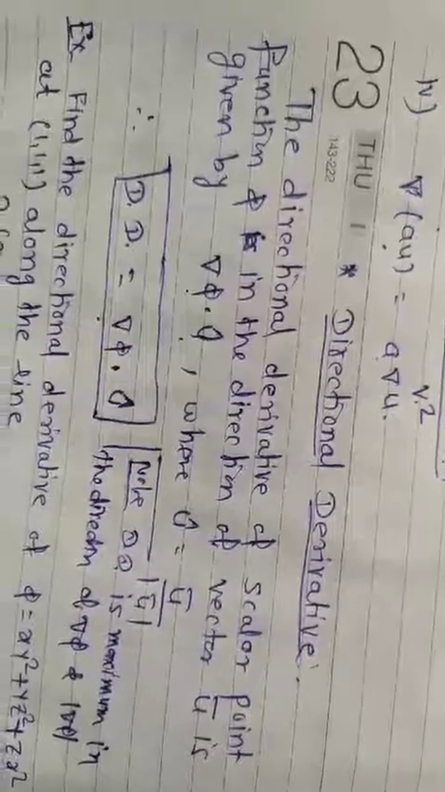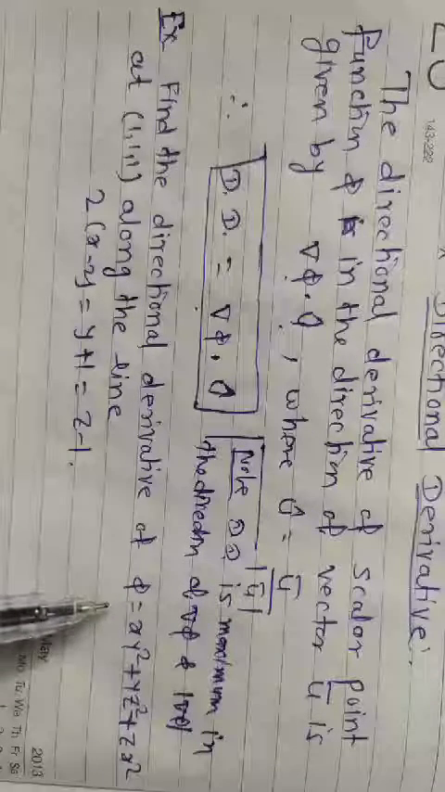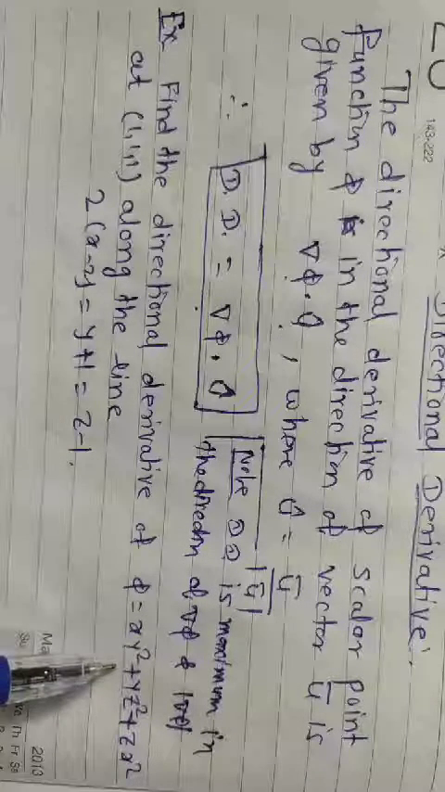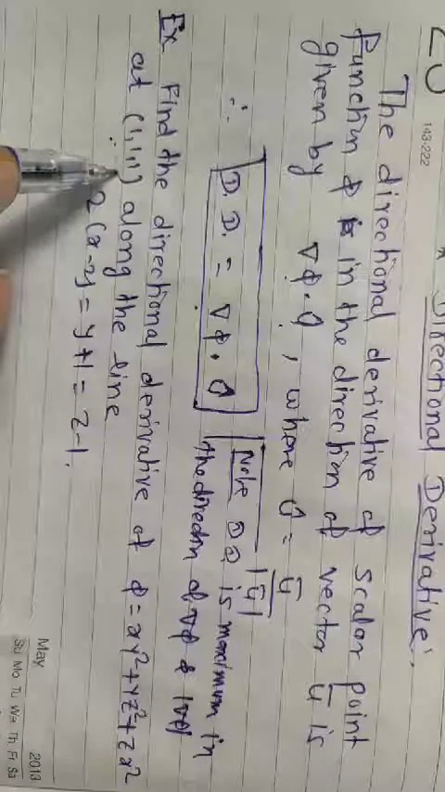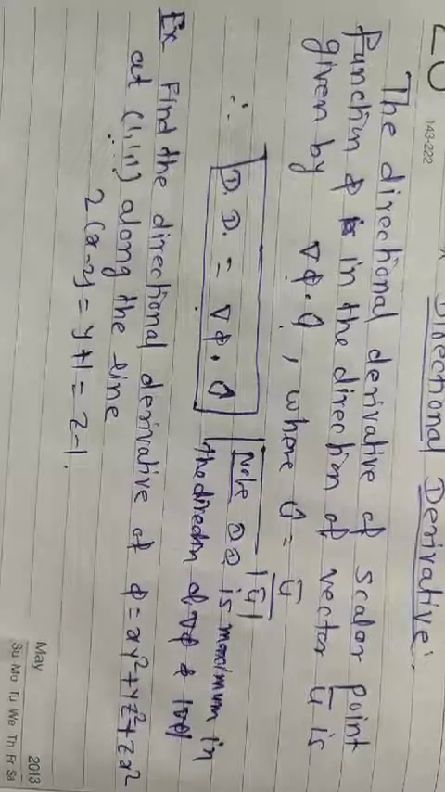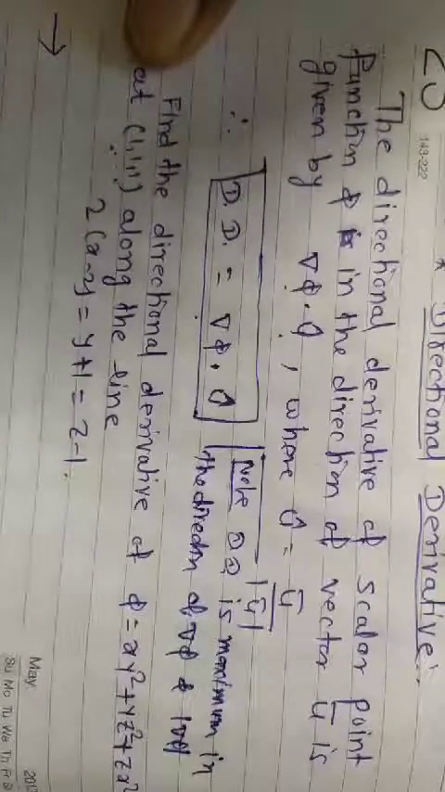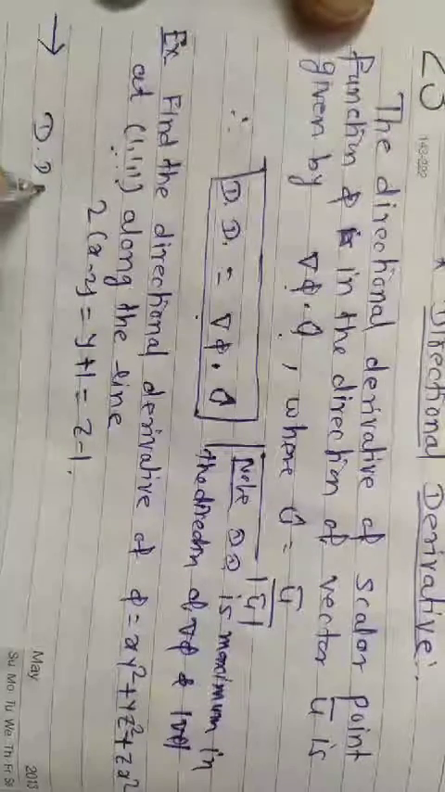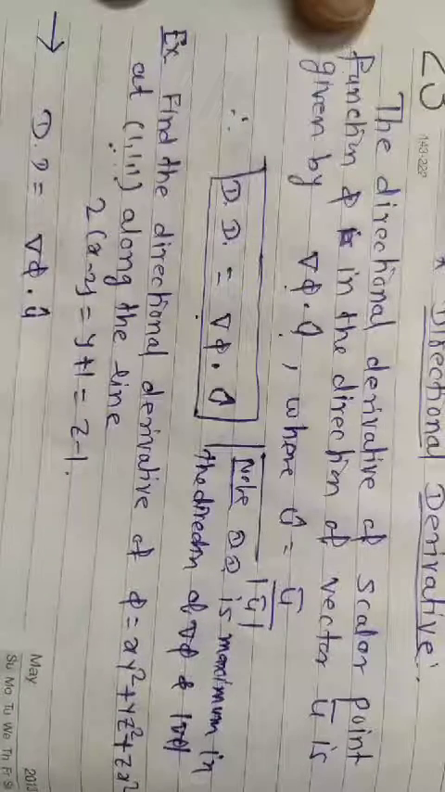Now let us take one example. Example: find the directional derivative of the scalar point function phi = xy² + yz² + zx² at the point (1, 1, 1) along the line (x − 2)/2 = y + 1 = z − 1. So how do we solve problems on directional derivative? First important thing is to write down the formula DD = del phi dot u cap. Now how do we find del phi? Phi is given in the problem, and from that we have to find del phi.